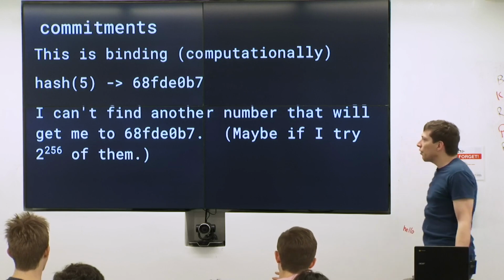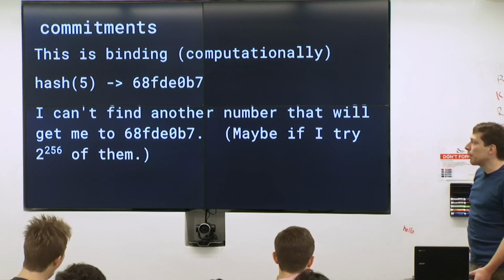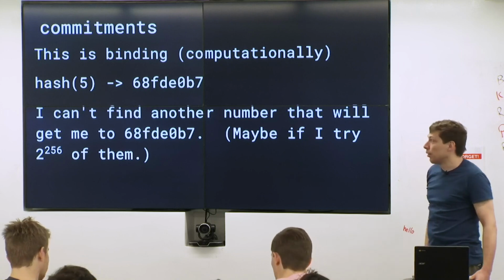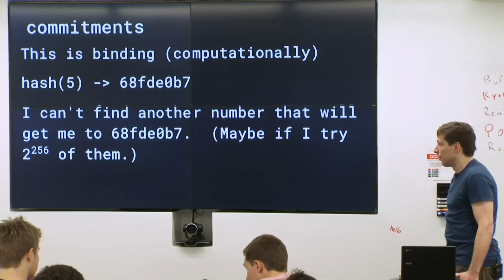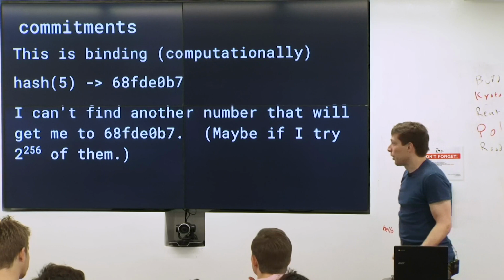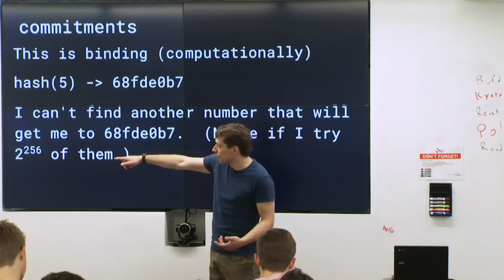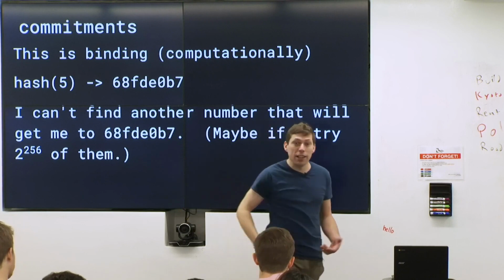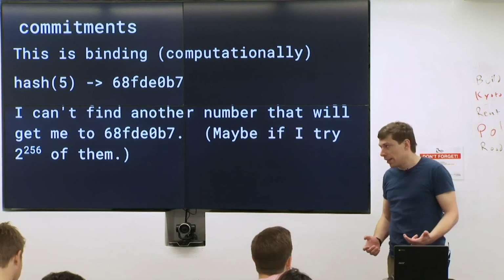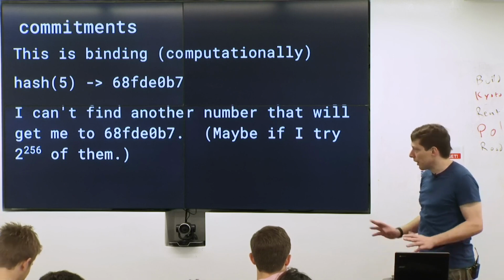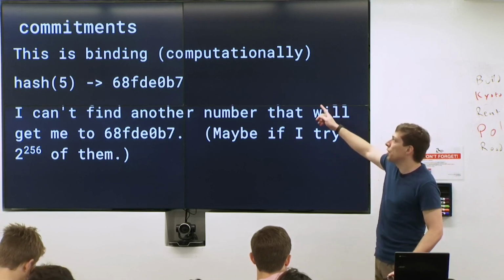I didn't want to write the whole thing, but it goes to here, or two lines. So the idea is I can't find another number, especially exactly the number I want, that will get me to that same hash output. That's a collision. For a specific number, I'd have to try 2 to the 256. For any collision, I only have to do 2 to the 128. But still, both of those are really big numbers. I can't do it, so it's computationally binding.